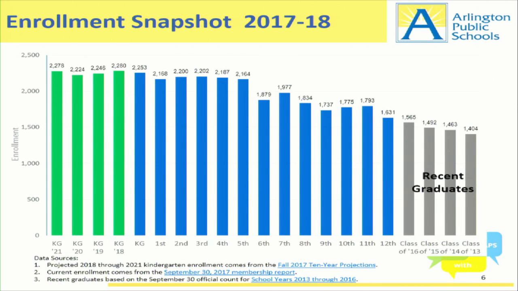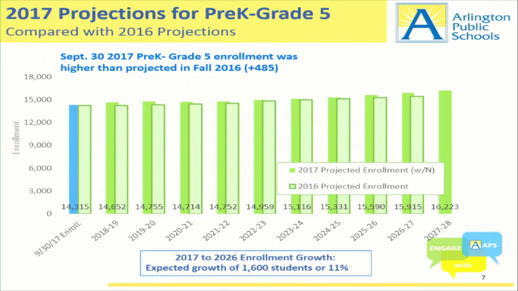And again, you saw this at the last meeting. This is a snapshot of enrollment, and as our graduating classes are leaving, the bars in gray, the classes that follow them are bigger. As we look out to the incoming classes, our estimates say we expect to have most classes above 2,000 students as we move through this cycle. So now to lay out the information.